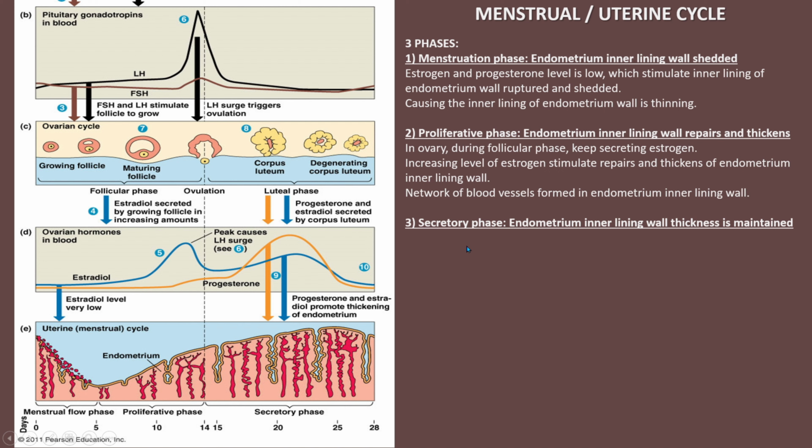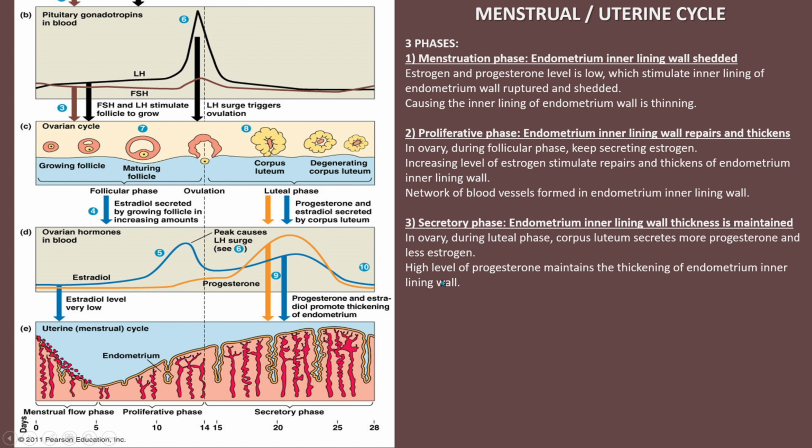The third phase is secretory phase. Endometrium inner lining wall thickness is maintained. In ovary, during luteal phase, the corpus luteum secretes more progesterone and less estrogen. High level of progesterone maintains the thickening of endometrium inner lining wall.